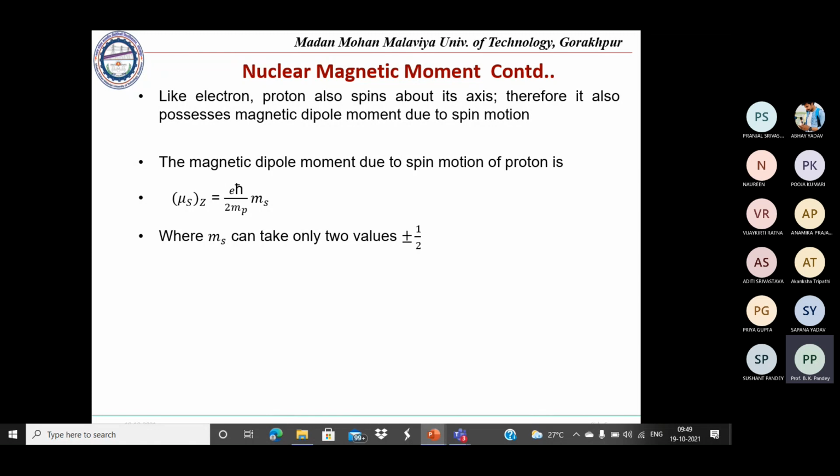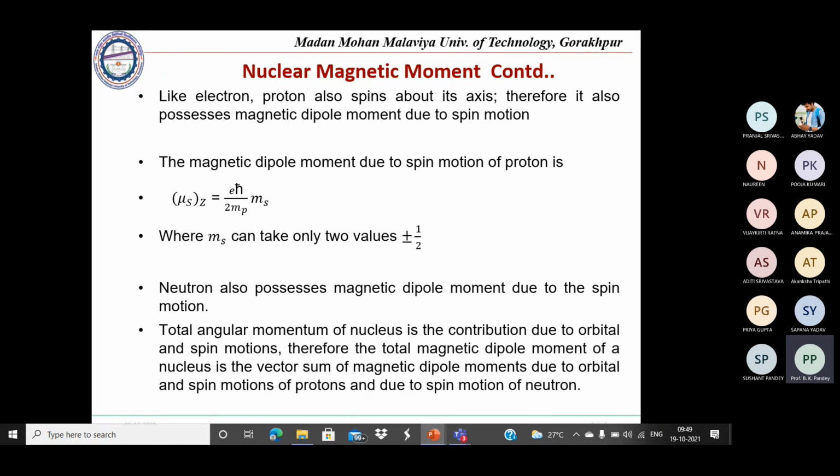Now, where ms can be taken as the value, two values usually as plus half or minus half. The neutron also possesses the magnetic dipole moment due to the spin motion. Due to the spin motion, there is the magnetic dipole moment of the neutron. Total angular momentum of nucleus is the contribution due to the orbital and spin motion.